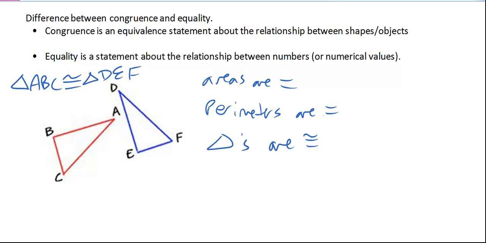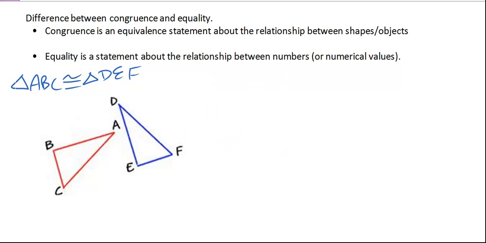Okay? And we're going to talk about exactly what it means for figures to be congruent in a second. But I wanted to make sure we really clarify the difference between what these two words mean. Let's take a look at different parts of the triangle real quickly. Maybe I want to talk about sides. I could say, for instance, that segment AB would be congruent to segment DE. But the length of AB is equal to the length of DE, right?